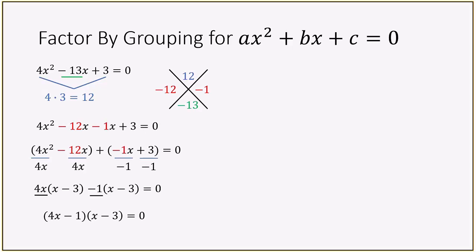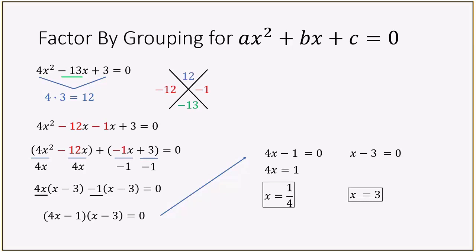So now I'm going to use, again, the zero product property to solve. I'll set the first factor equal to 0 and the second factor equal to 0. Solve the first one using some basic algebra. I add 1 to both sides. I get 4x is equal to 1. Divide 4 from both sides. I get x is equal to 1/4. And then the next equation is a one-step problem. I just add 3 to both sides and I get x equals 3.